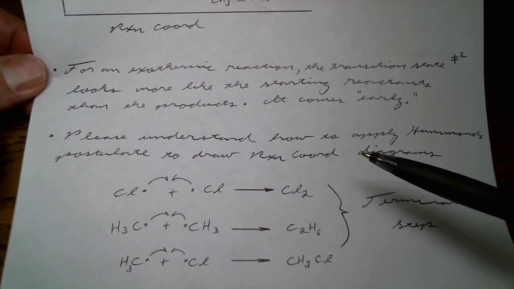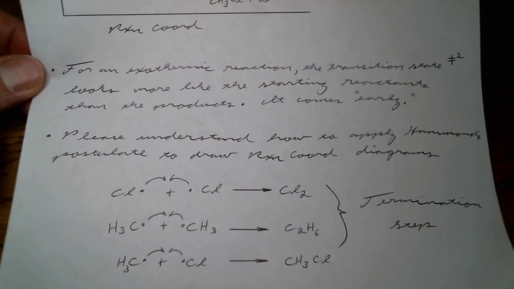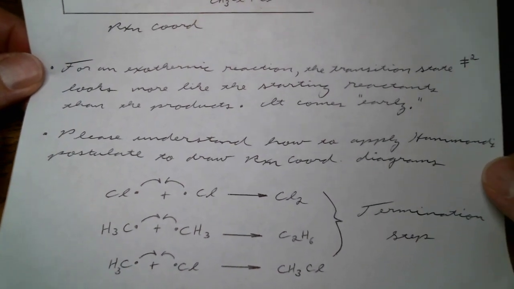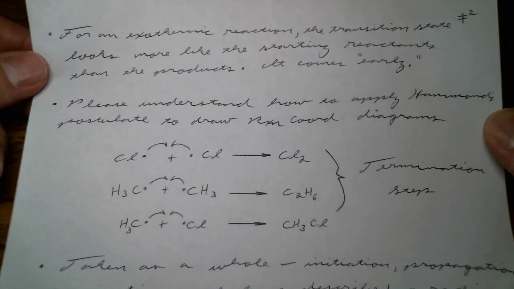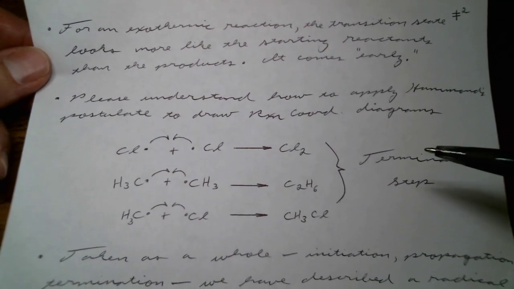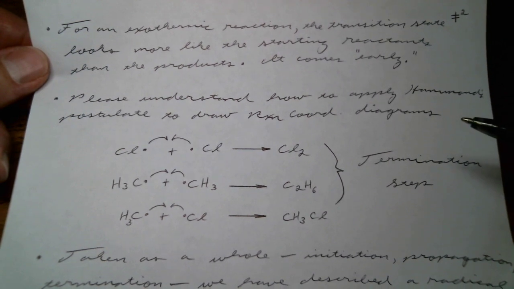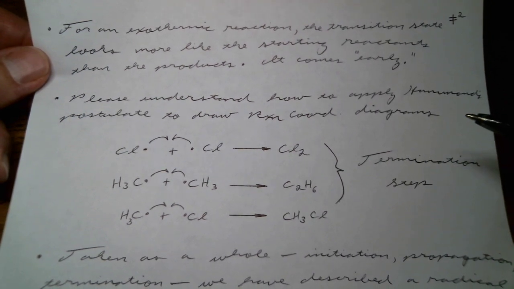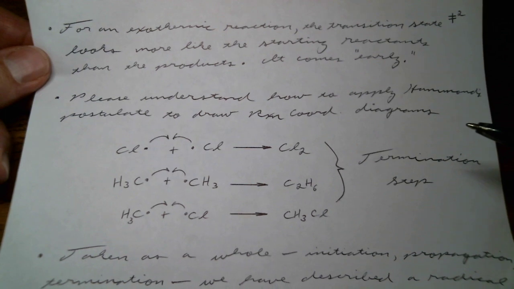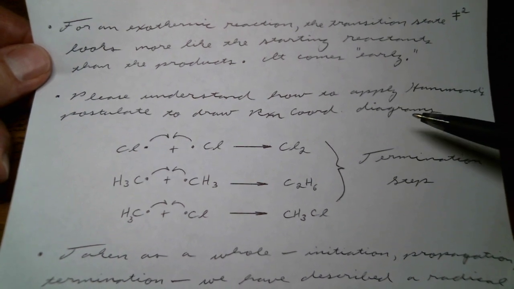Please understand how to apply Hammond's postulate to draw or interpret reaction coordinate diagrams. I don't think I ever ask students to draw or interpret reaction coordinate diagrams in exam settings, but I could always throw a curveball for a given exam.